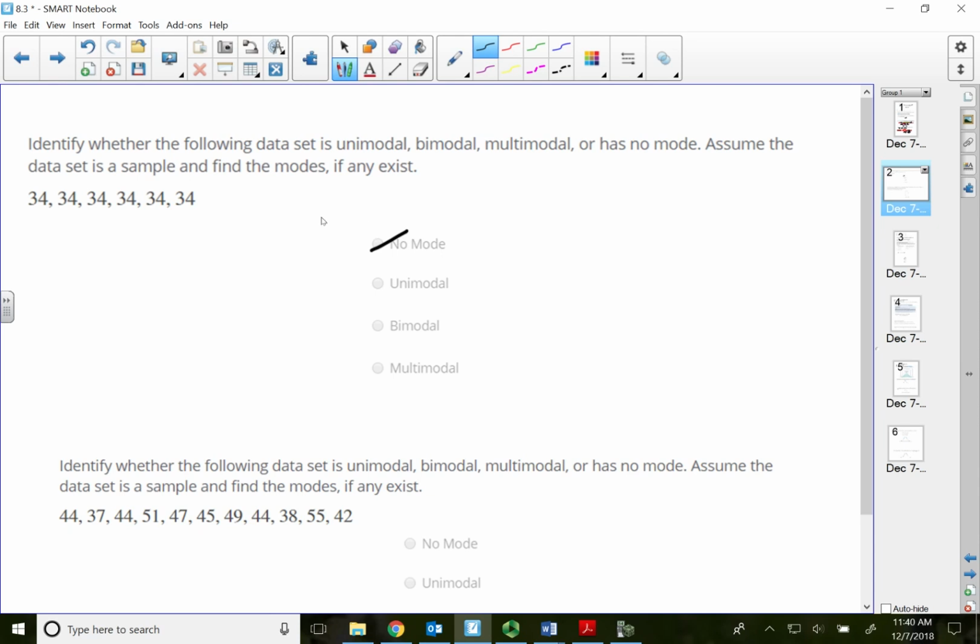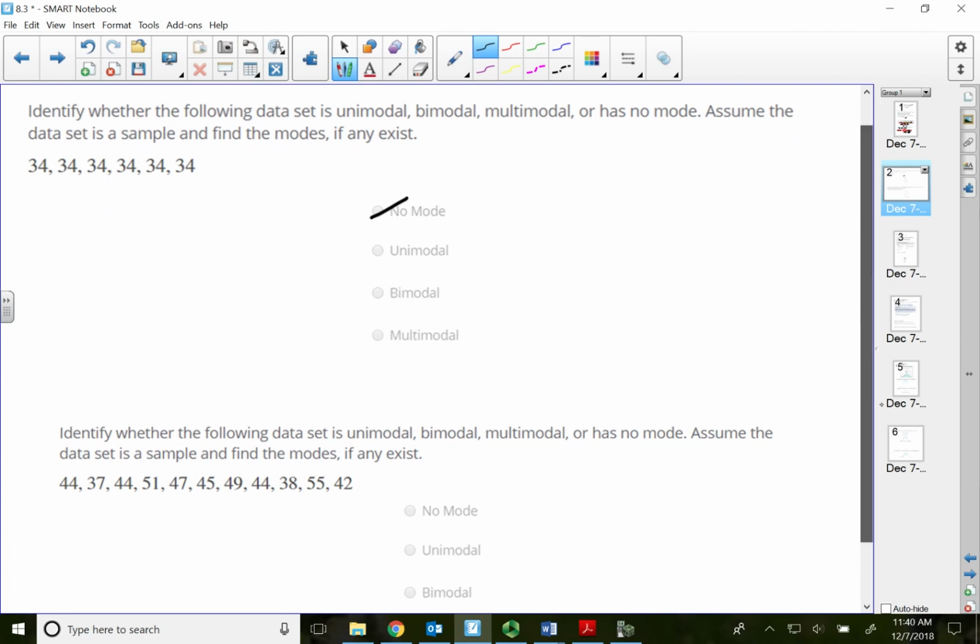Another case is where if every number occurs one time, then there's no mode. In this scenario, the reason there's no mode is because there's no other value other than 34. So you cannot say the mode is 34 because there's no other value other than 34. If all the numbers are exactly the same, that's also considered no mode.